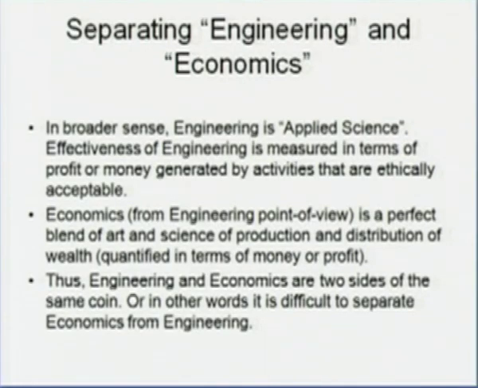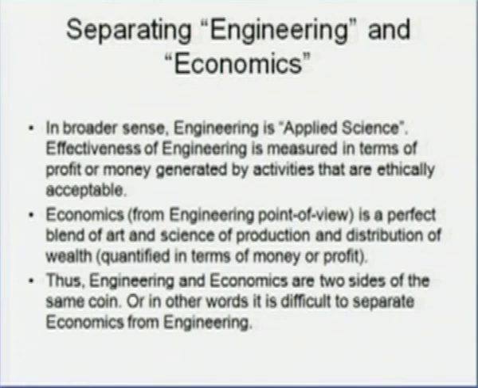So far you have had courses in core chemical engineering such as mass transfer and heat transfer. In this course we are trying to couple a completely different subject to engineering, that is economics. Now let us see the difference between them. In a broader sense, engineering is applied science and the effectiveness of engineering is measured in terms of profit or money that is generated by the activities that are ethically acceptable. Economics from an engineering point of view is a perfect blend of art and science of production and distribution of wealth quantified in terms of money or profit.